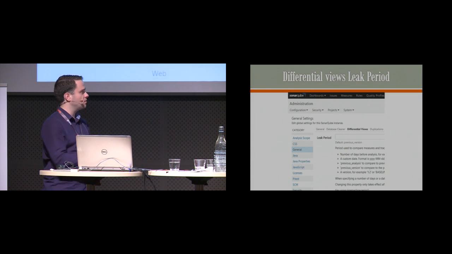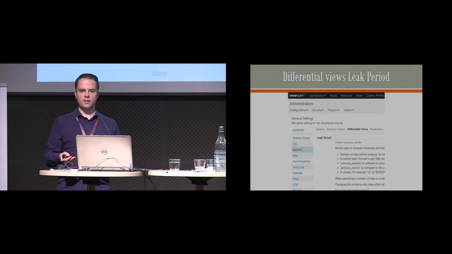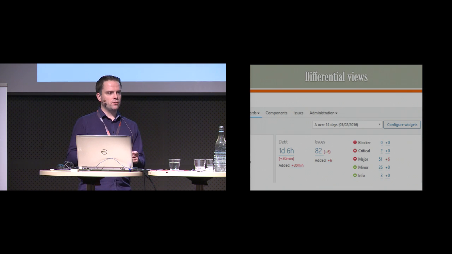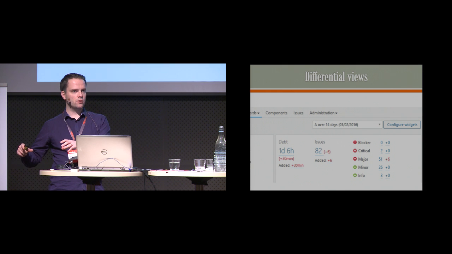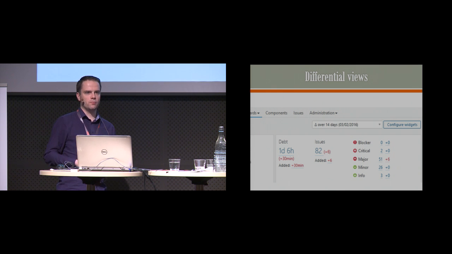And another nice thing is that you can define other periods. For instance, here I say 14. 14 means 14 days. For instance, if you do Scrum and you have a sprint of 14 days, with this you can then see, it's shown here, what the difference is in code quality in the last 14 days. So you can see if in this sprint the code quality improved or if it got even worse. So that's a really nice way to make sure that at least the new code that you introduce within your project is of a good quality.